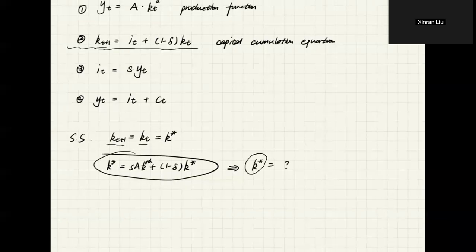After getting k star, you can get y. After getting y, you can get what i is and what c is. And that's it.